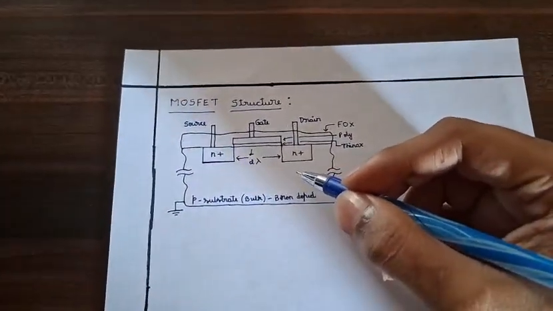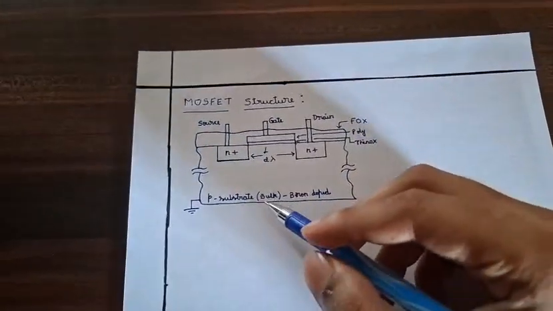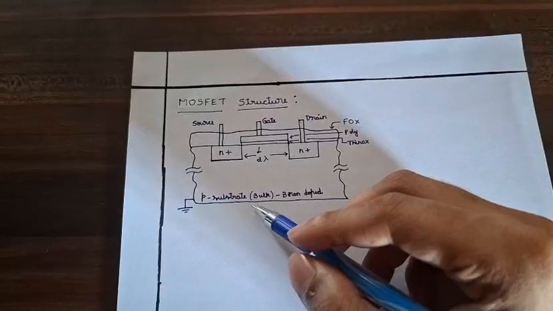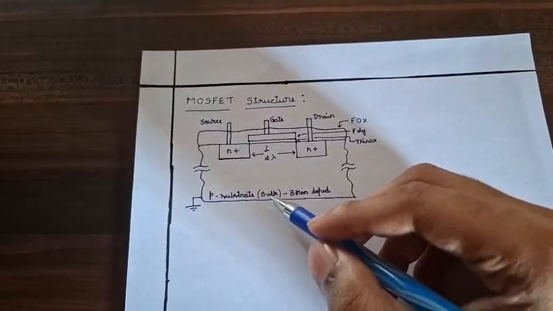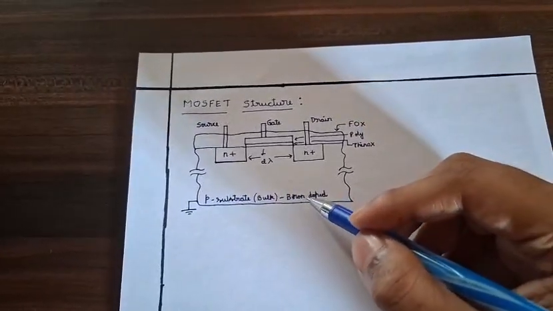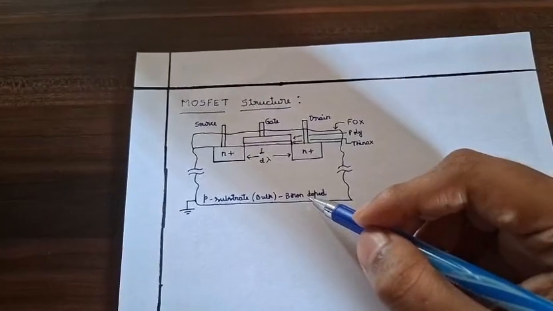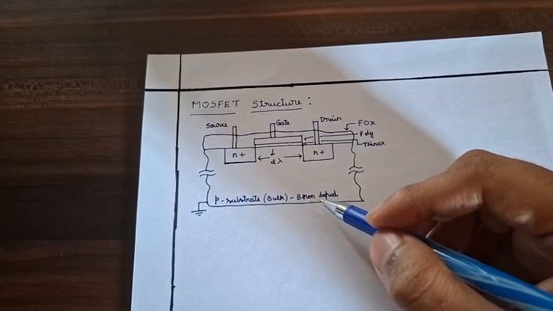Here we can see the MOSFET structure. This is the P-type substrate, which is called the bulk, or it's also known as the body, which is doped with boron impurity, which acts as the acceptor impurity.